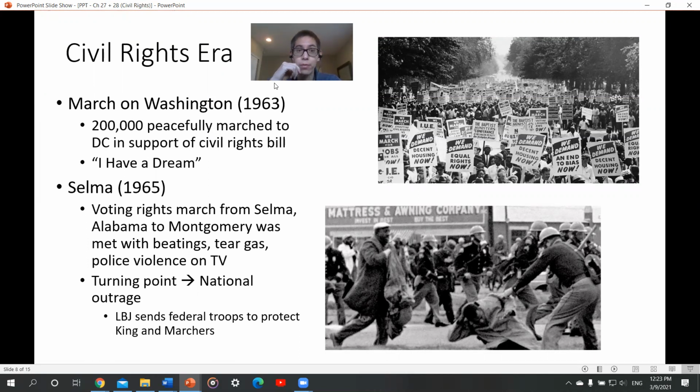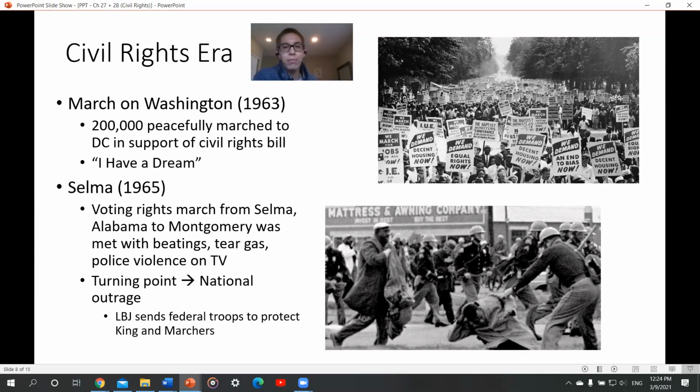Nearly 250,000 people peacefully marched to DC in support of a federal civil rights bill. And you can see, what are they demanding? Equal rights, decent housing, an end to bias, effective civil rights, first-class citizenship. Things that, frankly, Black Lives Matter is perhaps still fighting for today. And so that moment in 1963, televised across the US, was incredibly important in gaining supporters.